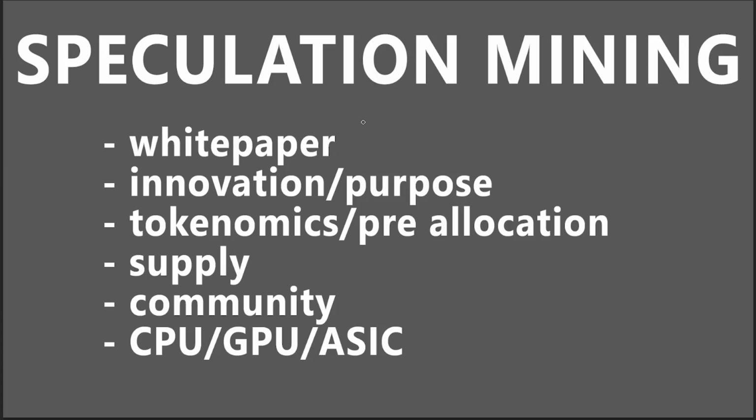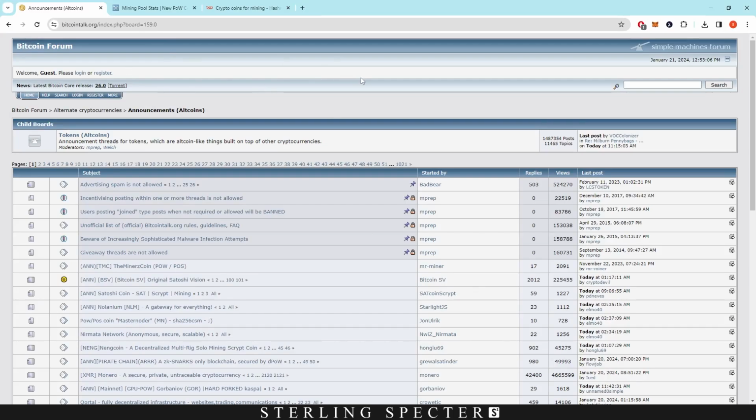So we have some things to look at in terms of speculatively mining. This is how you pick coins to spec mine, and how you go through and check what we're going to spec mine. There are some ways to find new coins, mostly the Bitcoin Talk forum, which has a section on alternate cryptocurrencies and announcements.